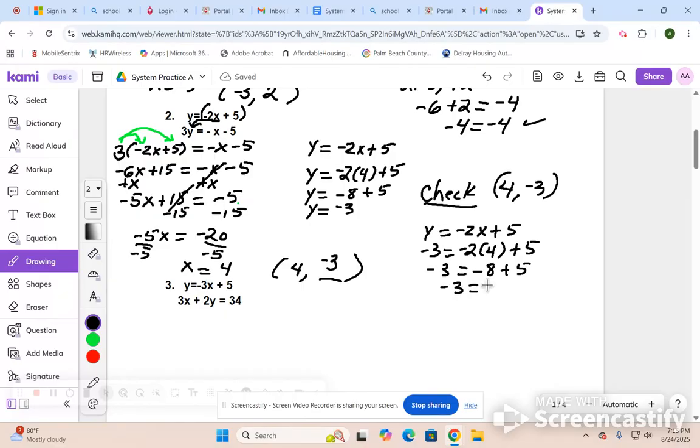So it does check, negative 3 equals negative 3 in the top one. Now let's look at the bottom one, 3y equals negative x minus 5. Replace y with negative 3.